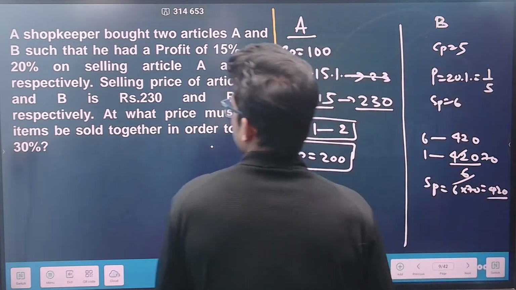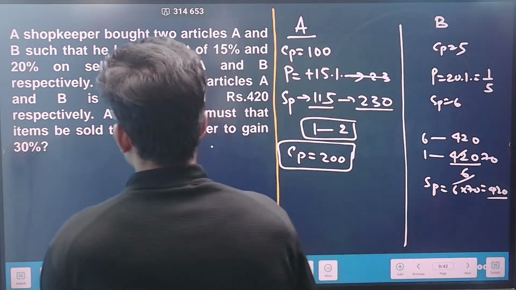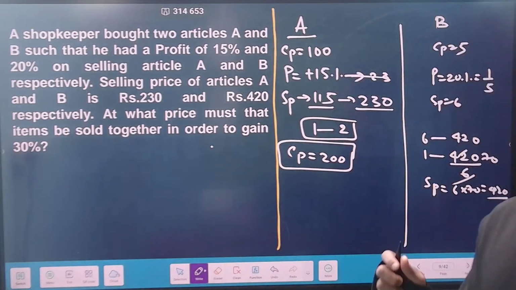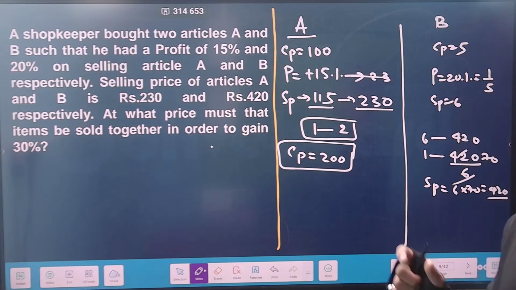Yes, makes sense. At what price must the items be sold together in order to gain 30%? So they are saying, for a 30% gain, at what price should it be sold, correct? I hope this makes sense. They are saying, to sell at a gain, how much should it be sold for. I hope this is clear?